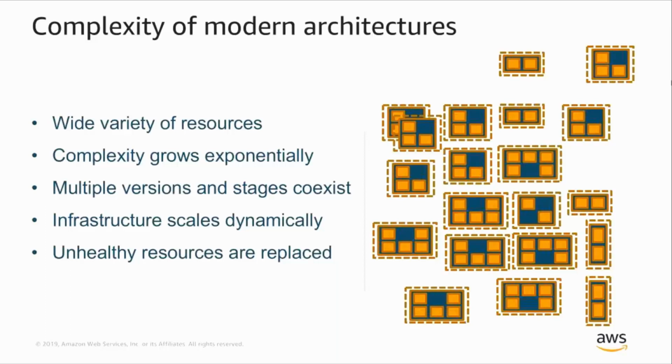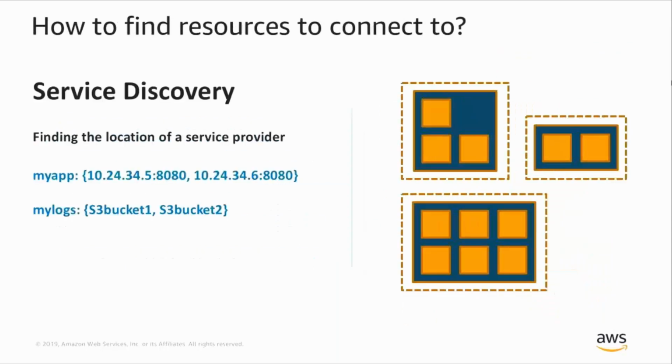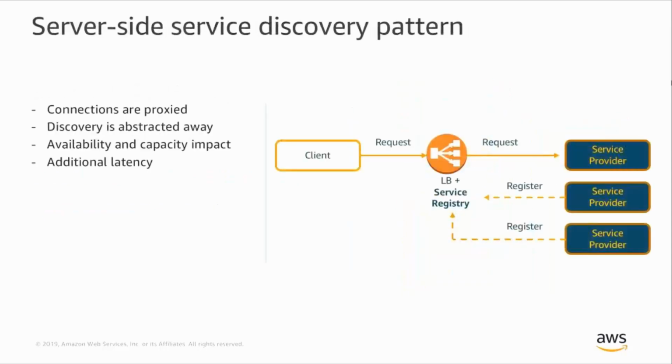So service discovery is a simple solution to that. It's just a process of finding the location of a service provider. You resolve your application name to maybe a couple of IP or IP port combinations, or maybe you can resolve your component name like my logs to a couple of S3 buckets. That's something that your applications really need at runtime. And of course, today these problems are solved in a couple of different ways.